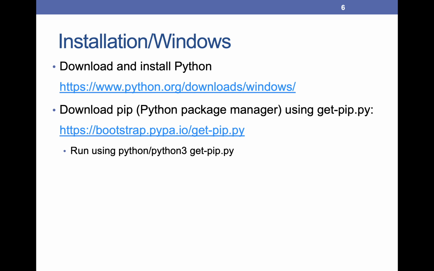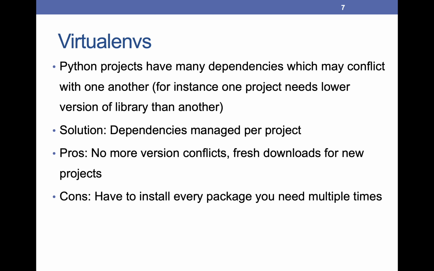So Windows is the odd one out here, because Windows doesn't come with Python, usually. So you're going to want to download it. You're going to want to go to python.org/download/windows. Then you're going to want to download pip, the Python package manager, by using get-pip.py. So you're going to want to go to that URL, bootstrap.pypa, and then follow any instructions there. But the way that you do it is pretty much that you run python3 get-pip.py. You may have to give it admin permissions, but I don't think so, though.